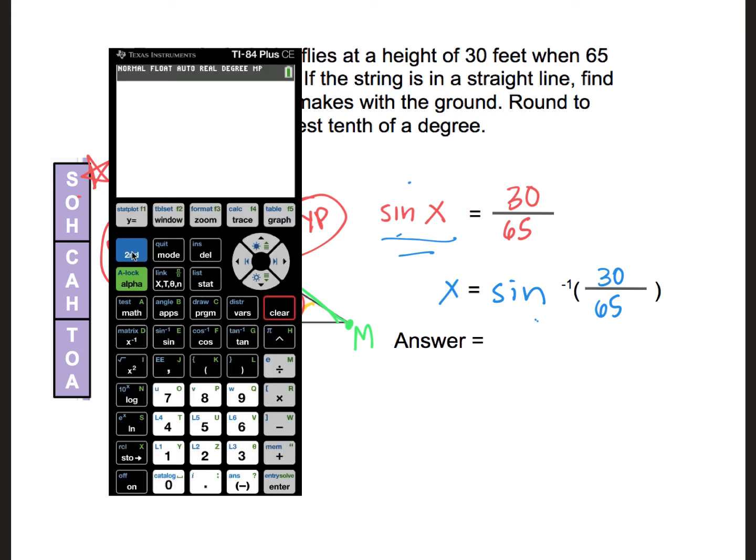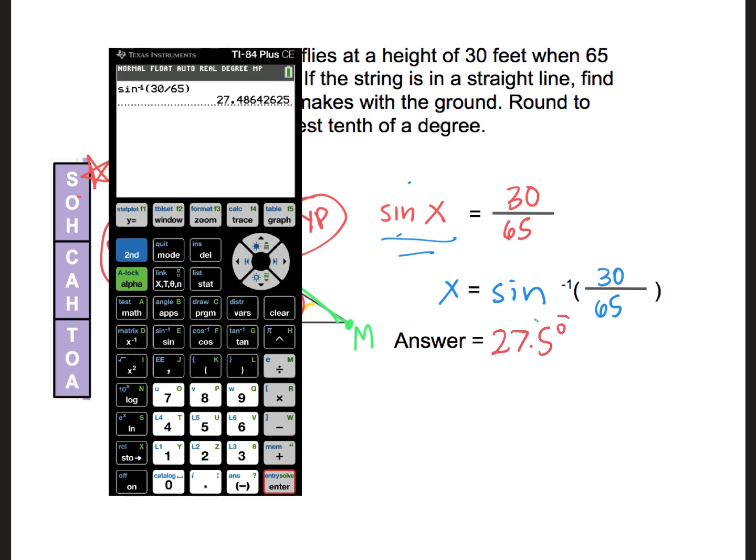All right, here's your calculator. We're going to go ahead and start typing. Again, to get my inverse, I'm going to do second and then hit sine, and then type in my fraction, 30 divided by 65. I already checked that my calculator was in degrees in the first video, so I didn't do that again. They want us to round to the nearest tenth of a degree, which is 1 decimal place. So if we have 27.48, the 8 tells me I round up, so my final answer would be 27.5.